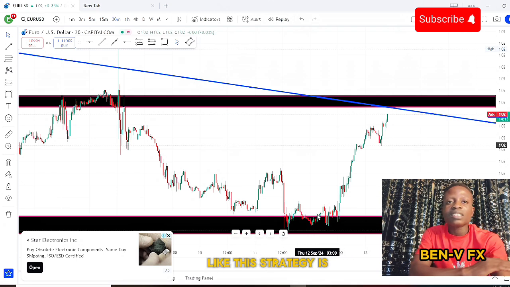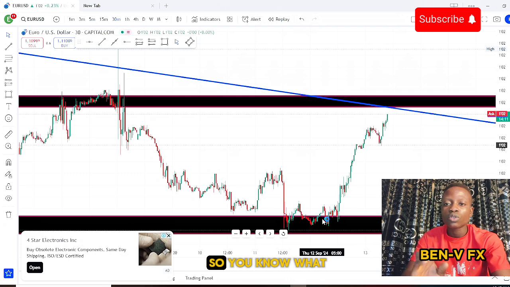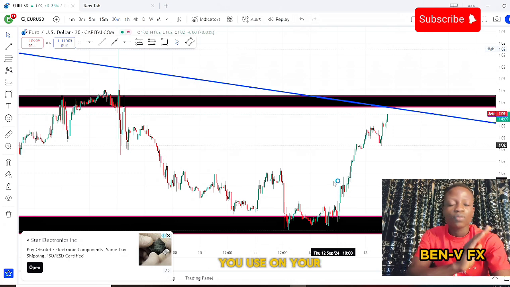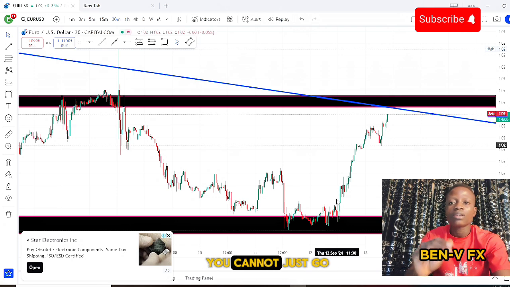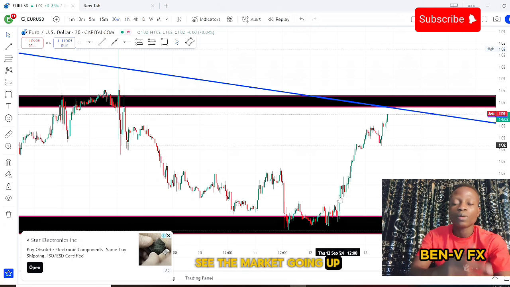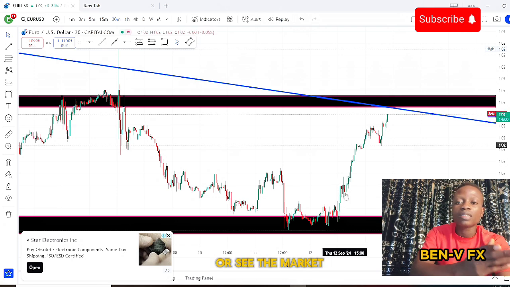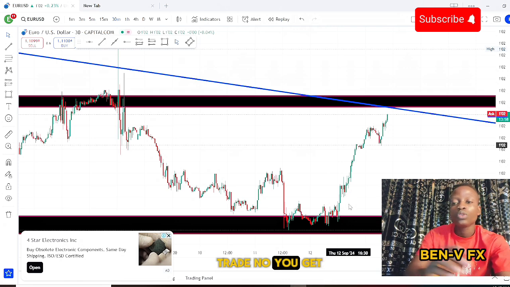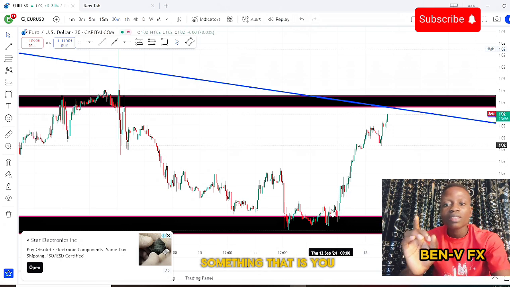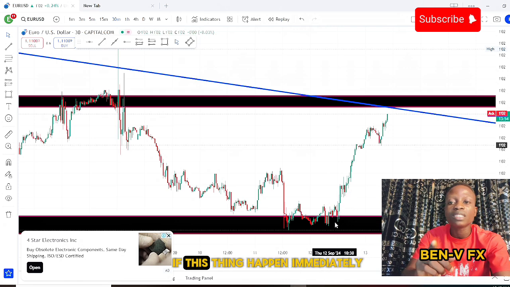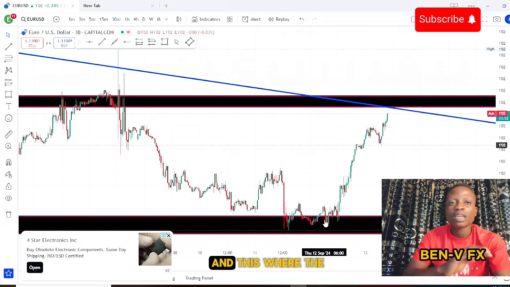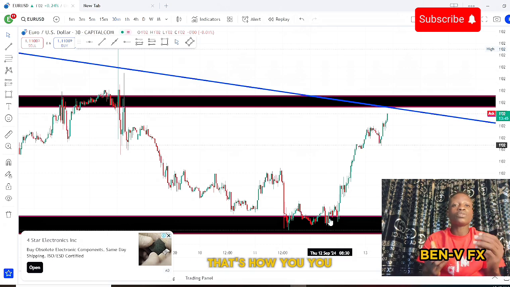This strategy is just plenty, so you know what you use on your own side, and you cannot be taking trades anyhow. You cannot just come to the market, see the market going up and you just take, or see the market going down and you just take a trade. No, you have something that you know, if this thing happens, this is where the market is going. So if you don't have it, try to have it, you understand? That's how you have to make the chart your friend.